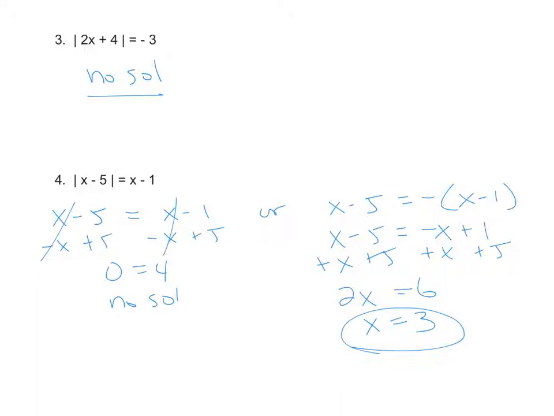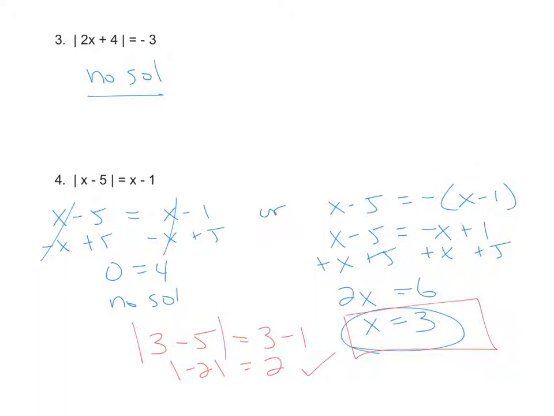Let's just go back and check this one. I get the absolute value of 3 minus 5 has to equal 3 minus 1. The absolute value of negative 2 equals 2, which is a true statement. Okay, so in this case, I only came up with the one solution. I went through the exact same process, I just had an expression, so I needed to make sure that I took the positive expression and then the opposite of that. Don't forget to distribute your negative.